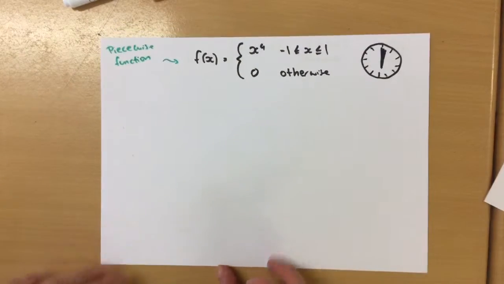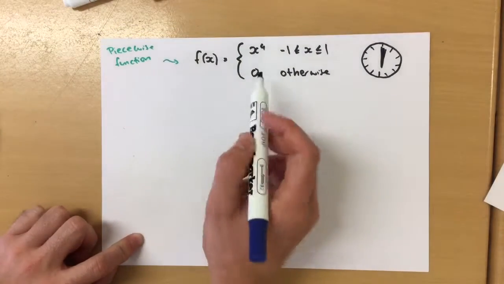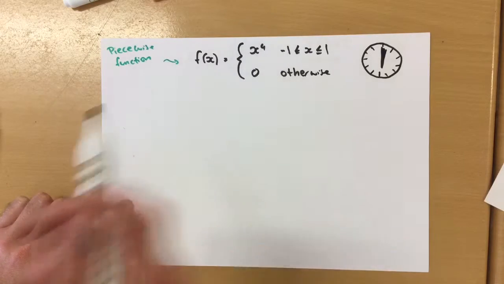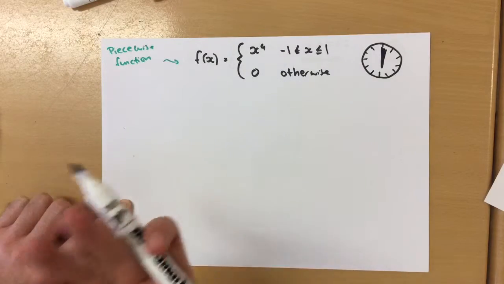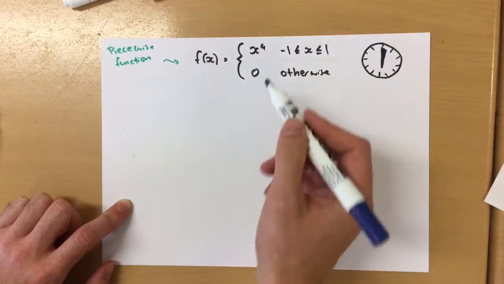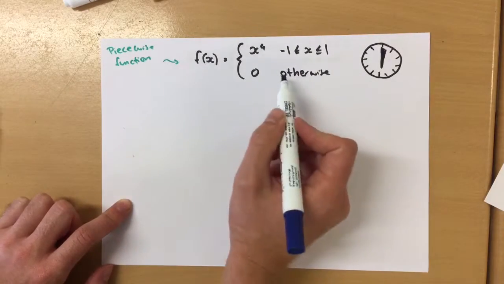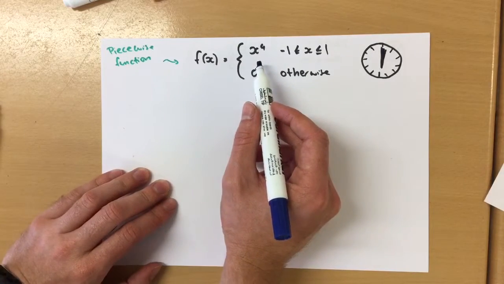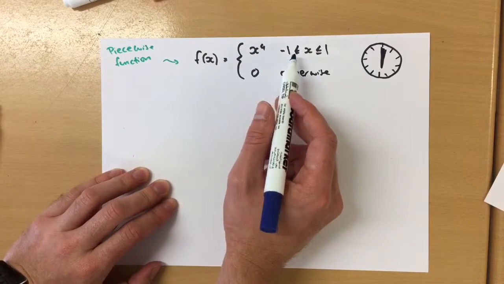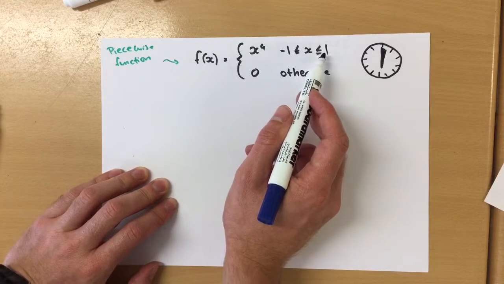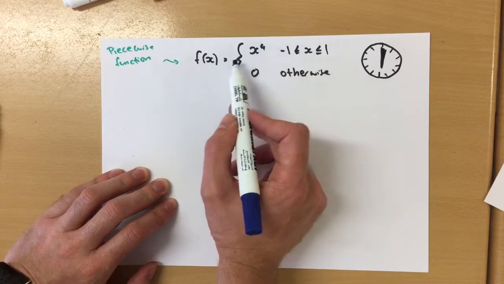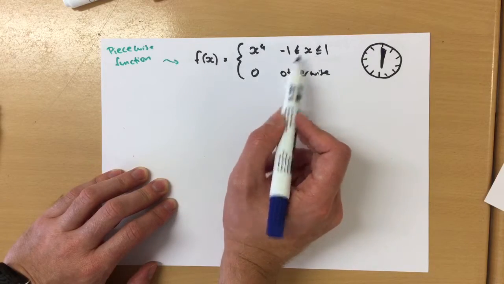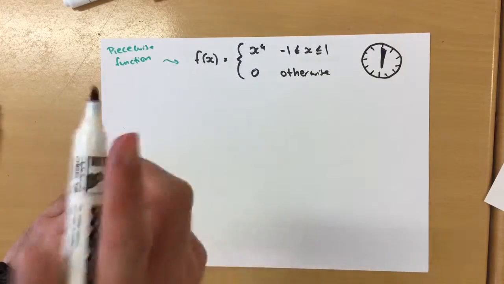So here's our first problem. This is called a piecewise function. It is describing our probability density function, and it's broken down into pieces. This says that between the values of -1 and 1, our probability is described by x to the power of 4. Outside of this range, our probability is going to be 0.